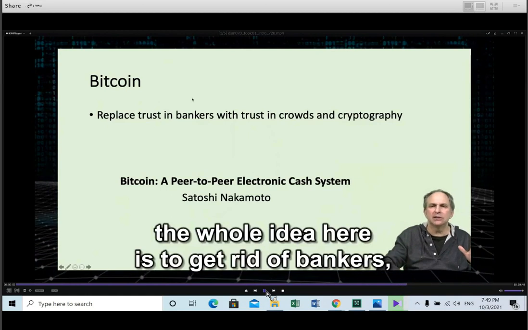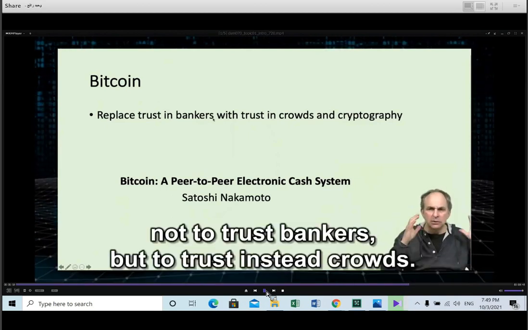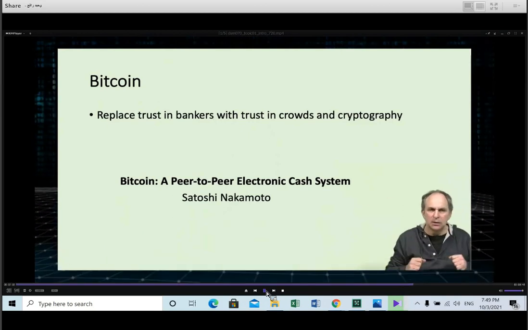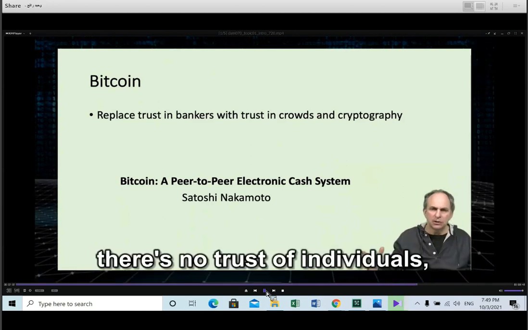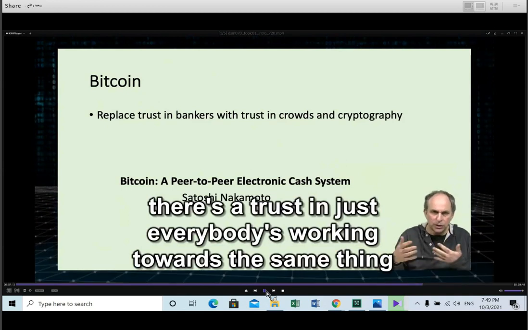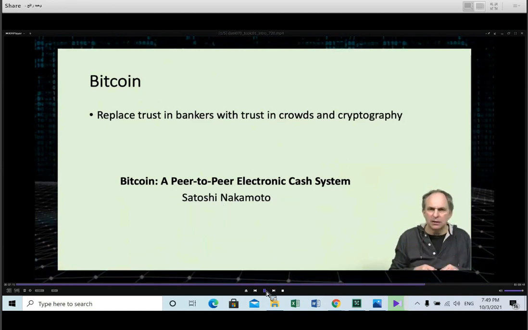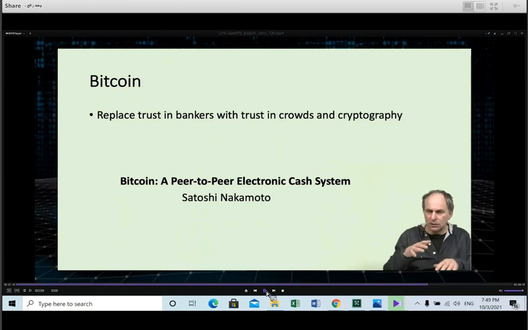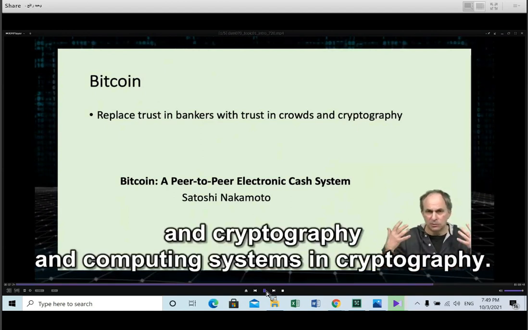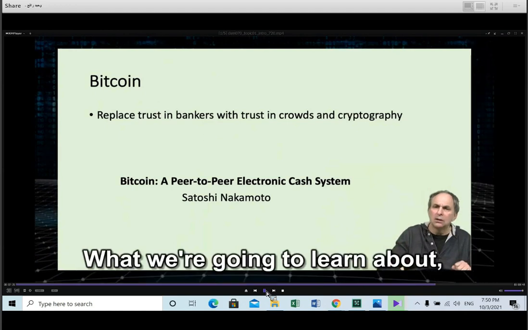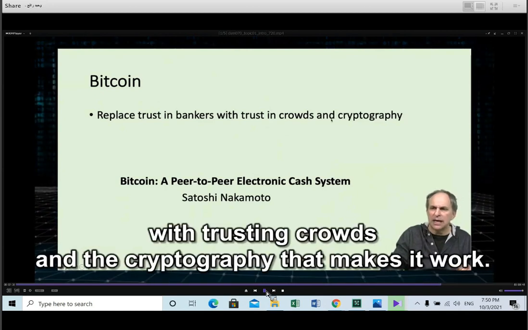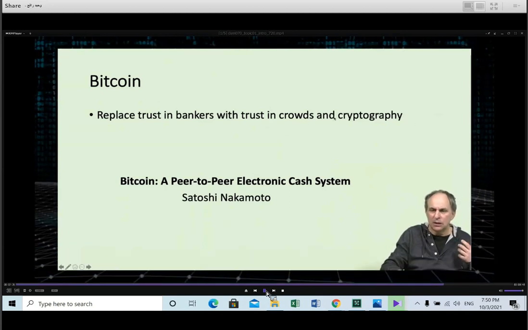Meanwhile, the whole idea here is to get rid of bankers, not to trust bankers, but to trust instead crowds. That's not to trust any individuals in the crowd. There's no trust of individuals. There's a trust in everybody commonly working towards the same thing, rather than each other and watching each other. And cryptography and computing systems. So we're going to talk about how this system works with trusting crowds and the cryptography that makes it work.